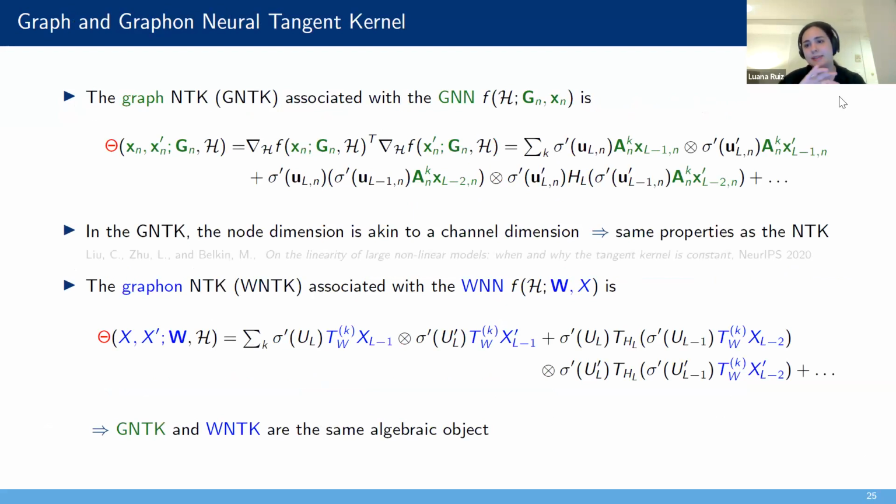Now, because graph and Graphon neural networks can be seen as neural networks with an additional channel dimension for the graph, or for the nodes, it is easy to extend the neural tangent kernel to graphs and to Graphons. So people have extended the NTK to the graph to define GNTKs. And in this work, we also extended it to the Graphon NTK. And similarly to how GNNs and Graphon NNs were the same algebraic object, we observed that the GNTK and the Graphon NTK are also the same algebraic object.